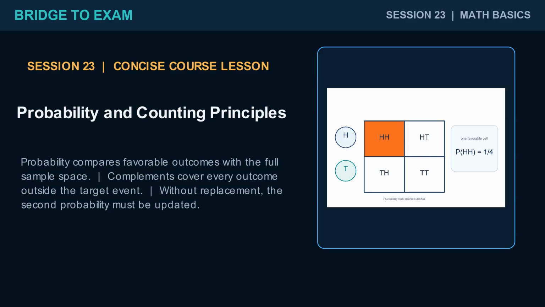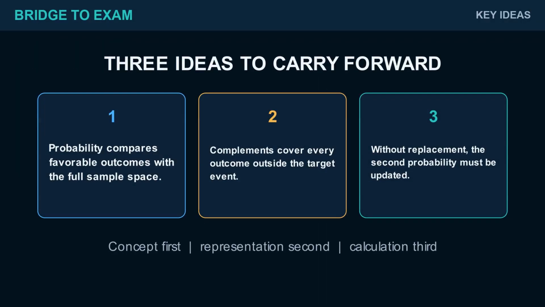By the end, you will be able to do the following. Find probabilities from equally likely outcomes. Use complements and experimental probabilities. Multiply probabilities for multi-stage events.